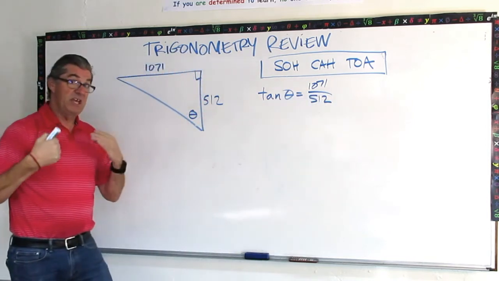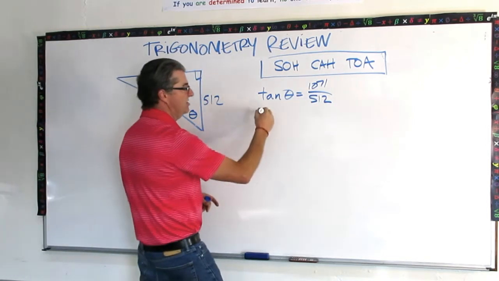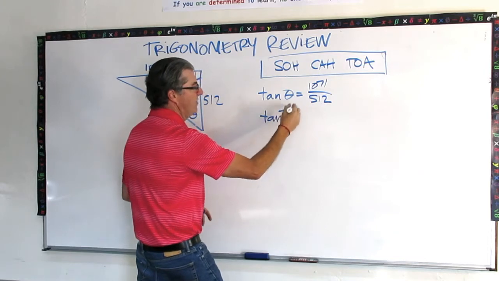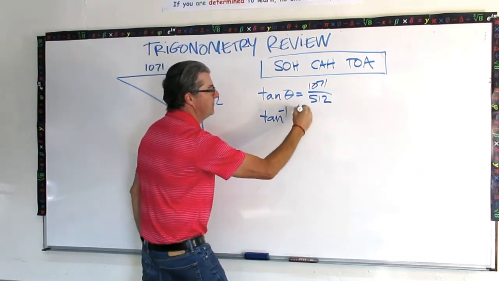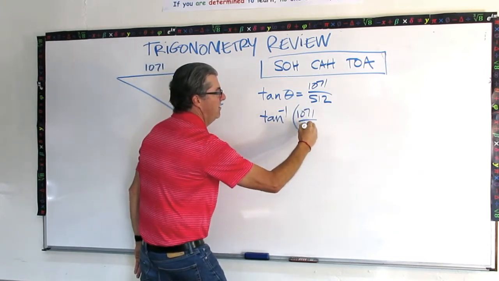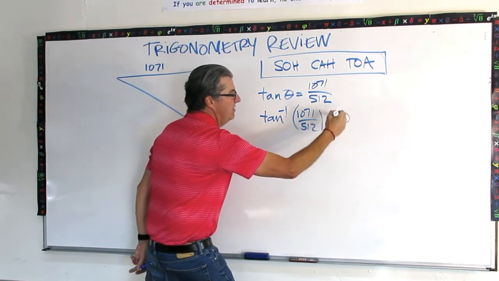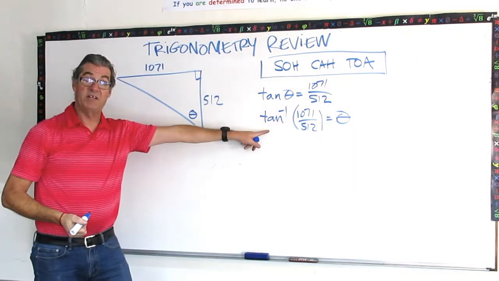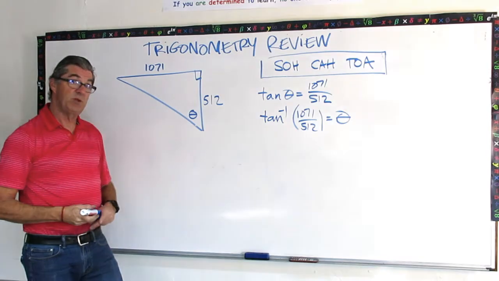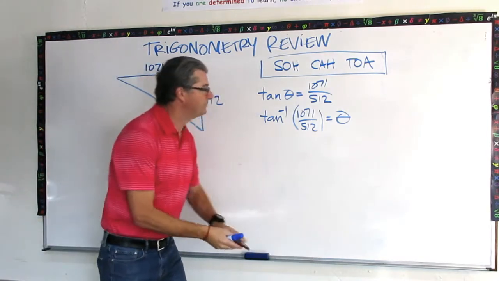Now to get the inverse equation, we change this to tan inverse, and we put the fraction in there, and that's equal to theta. So that's the correct inverse trig equation. Now let's pull out the calculator and solve that.